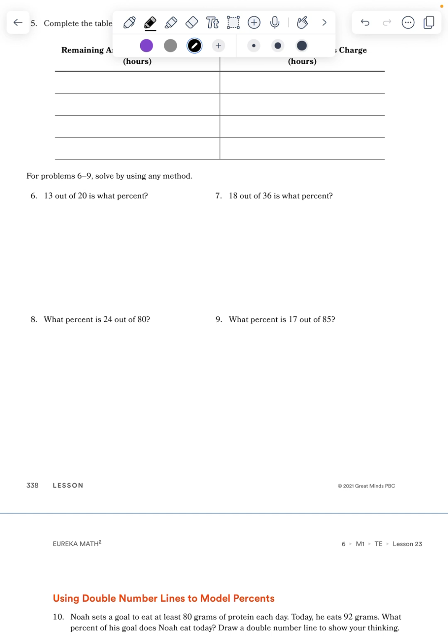So it's saying that we can use any method to solve these problems. 13 out of 20. So we're writing a fraction. 13 out of 20 is what percent? So we're looking for the percent. Remember that if we can write this with a denominator of 100, then we can just say whatever the numerator is the percent. So how do I get from 20 to 100? Times 5. Do the same thing to this, times 5.